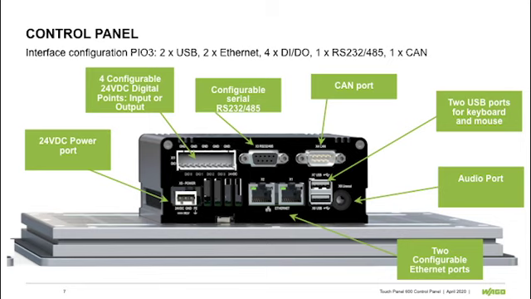The control panel also comes with an onboard firewall and VPN. So if you're concerned with network security for your application, you can enable the firewall and or the VPN for enhanced cybersecurity. The device has two USB ports that can be used with an external keyboard and mouse, and it also has an audio port if you want to provide operators with an acoustic feedback.